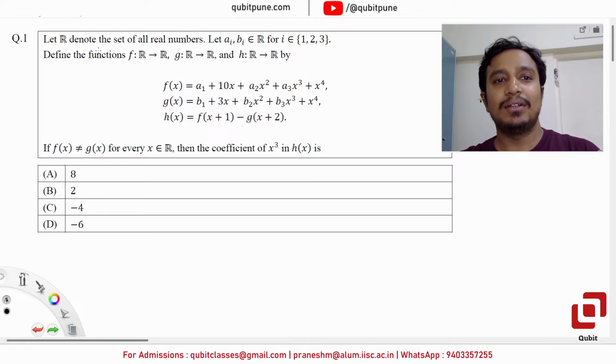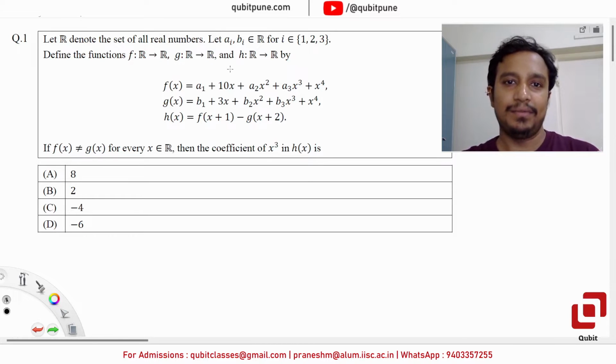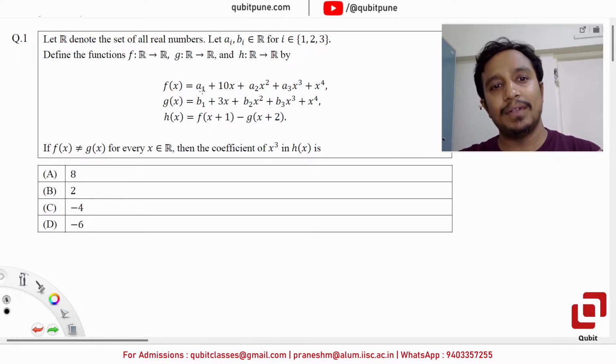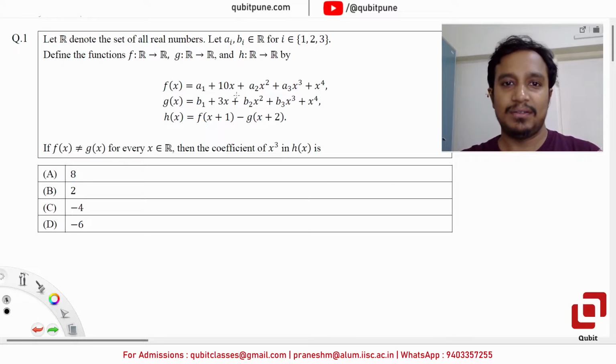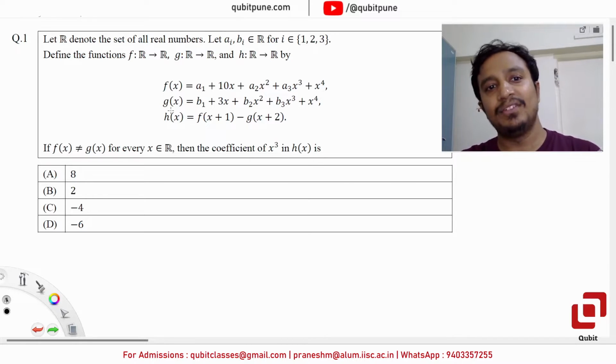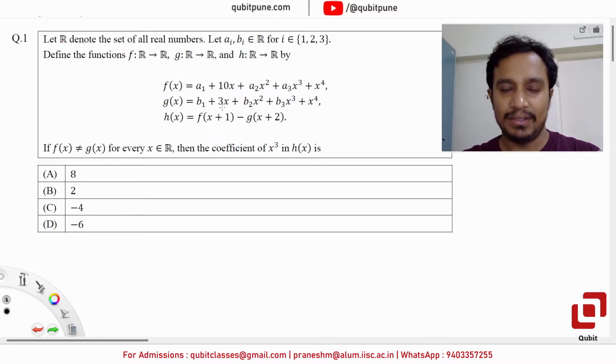Let R denote the set of all real numbers. Let ai, bi belong to R for i belonging to 1, 2, 3. Define the functions f from R to R, g from R to R, and h from R to R by f of x equal to a1 plus 10x plus a2x squared plus a3x cubed plus x raised to 4. g of x equal to b1 plus 3x plus b2x squared plus b3x cubed plus x raised to 4. And h of x be f of x plus 1 minus g of x plus 2.